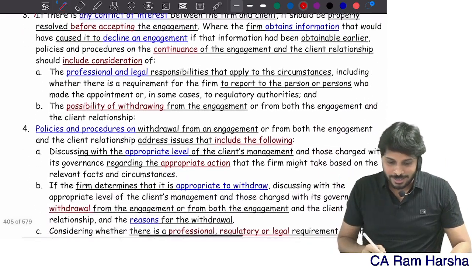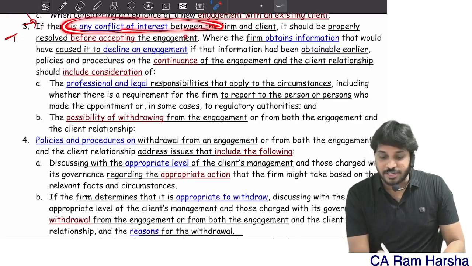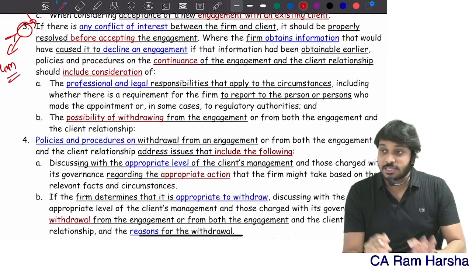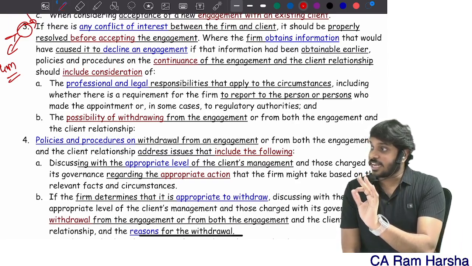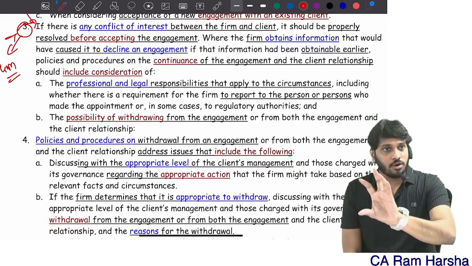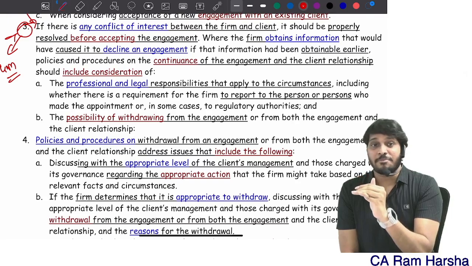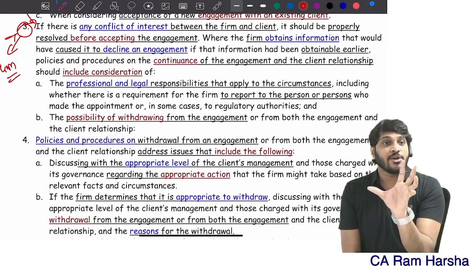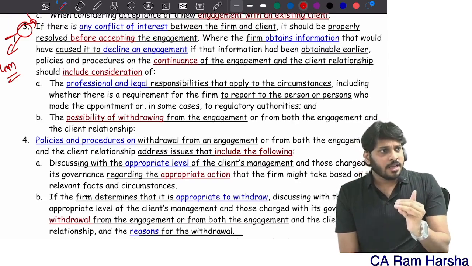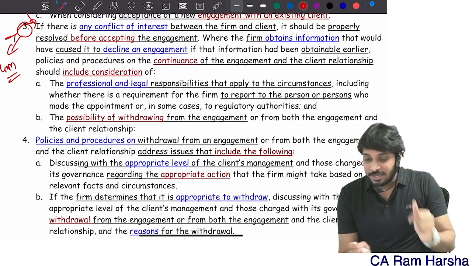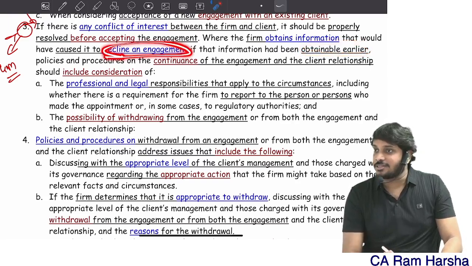Are you clear? Next. Suppose there is any conflict of interest between the firm and the client; this itself they can ask as a 4 marks practical question. The firm has obtained information that, if it had been available earlier, the firm would have declined. So, how do you deal with this situation? You need to say the firm should obtain necessary information before accepting a new engagement, or while continuing an existing engagement with an existing client, or while accepting a new engagement from an existing client. Then, if there's a conflict of interest between the firm and the client, what do you mean by that? If the information had been obtained earlier, the firm would have declined it. They would not have accepted this audit.